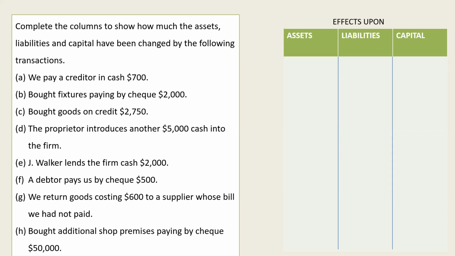E, J Walker lends the firm cash $2,000. If J Walker lends the business $2,000 cash, then of course the business received that cash, so it's a plus for the business. So under asset, which is a current asset, $2,000 cash, okay, plus $2,000 under asset, and you could put cash in column.